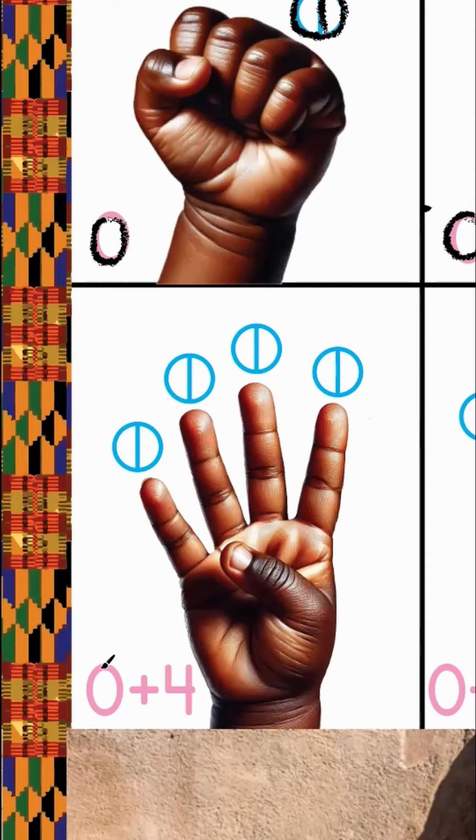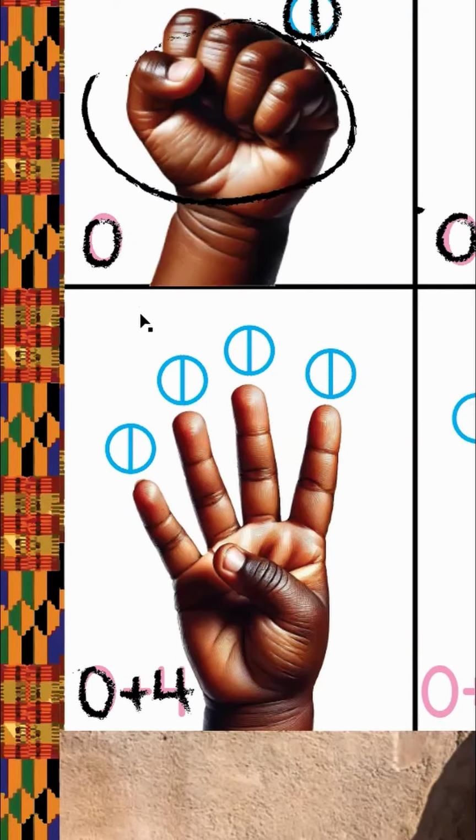So the left hand means 0. This would be a closed fist, like you see here, that's 0. And this symbol here means put together with a quantity of 4. So this number sentence reads 0 put together with 4. So if you have a left fist that's closed, which means 0, and then you have a right hand with 4 fingers up, that means put together with a quantity of 4.